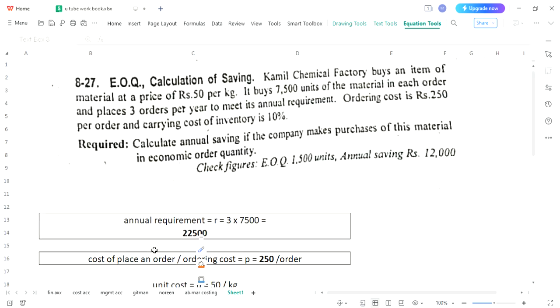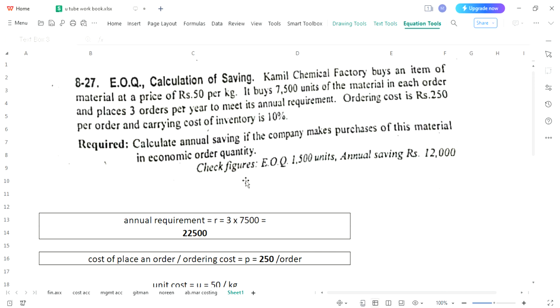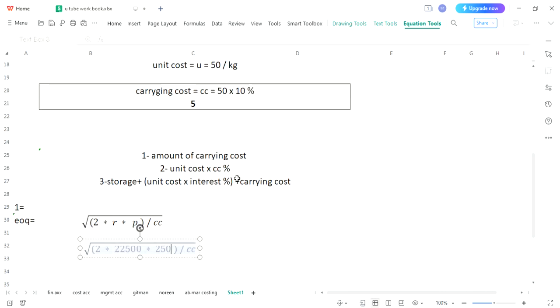And go back to the question and look at here. Cost of place and order 250. So just put 250 over here. And finally we have carrying cost. And carrying cost was mentioned over here. This carrying cost 5 was calculated. So in place of this carrying cost you will put 5.